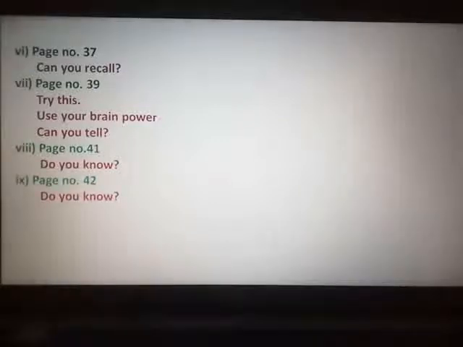41, the pink colored block you have to remove. Do you know? All the 9 points. Nothing you have to study from it. Page number 42, again the pink colored block. Do you know? And below the block you have an activity, use your brain power. 2 questions are there. Remove that activity.